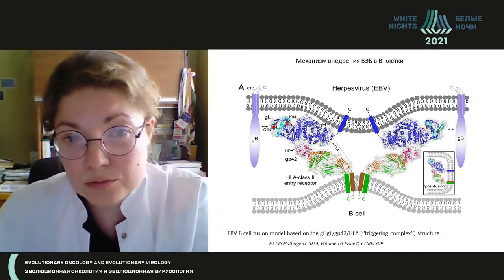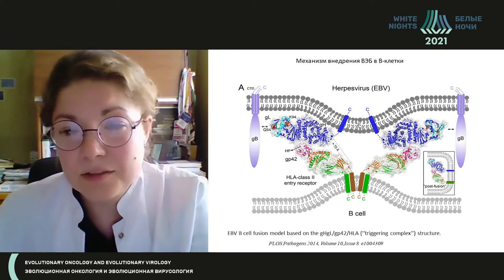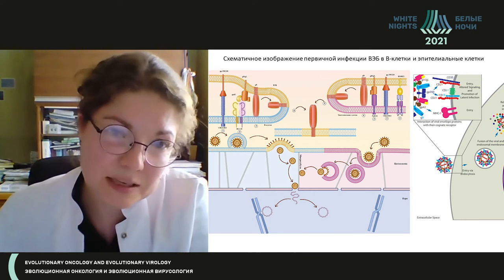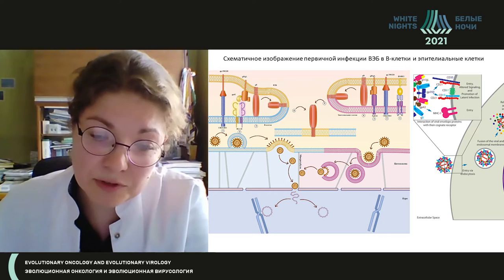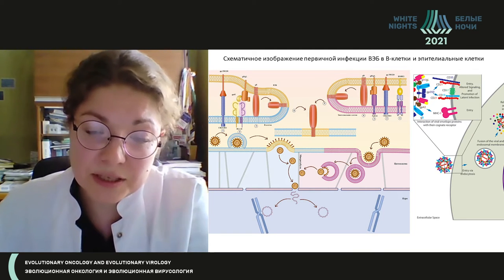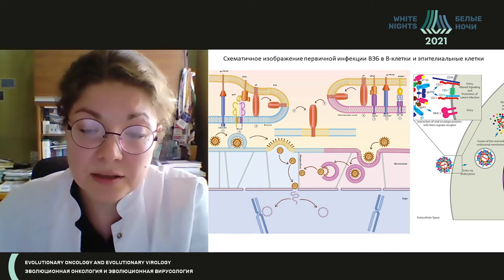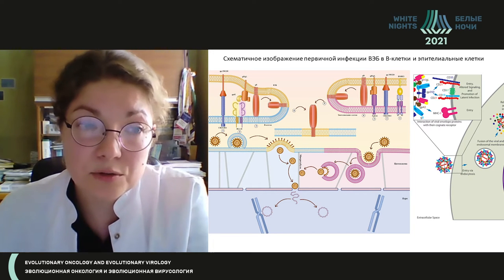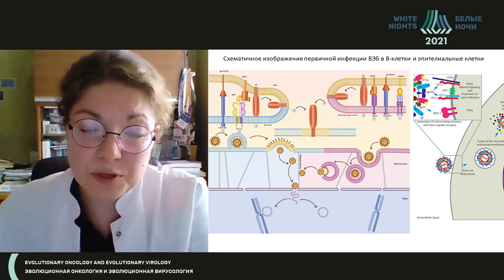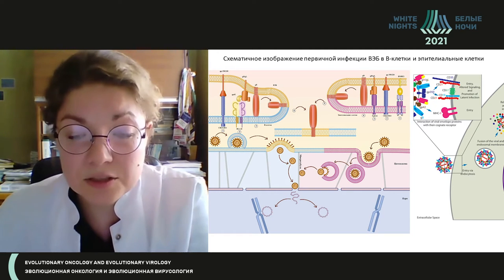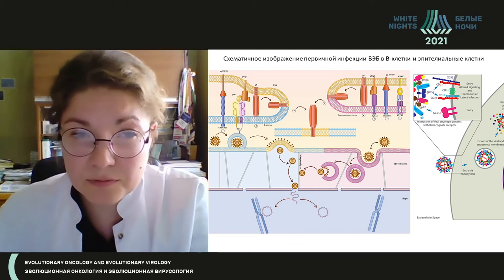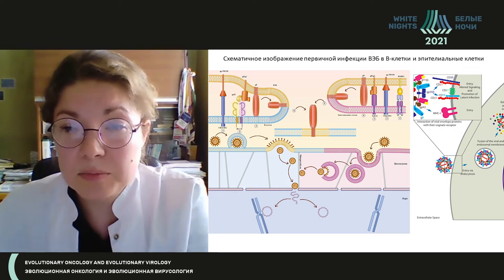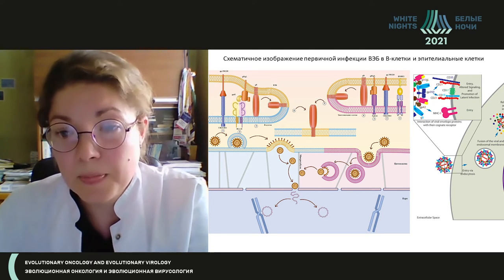And here we clearly know the mechanics of this process, structure, and participants. In this case, I present one of the models created by our colleagues. If we look schematically at this process, we can see the normal B cells are infected by EBV through receptor-mediated endocytosis, and after the interaction of glycoprotein 350 and CD21, viral and cell membranes fuse, and the viral capsid enters the cytoplasm. When epithelial cells are infected, which have on their surface this receptor CD21, the virus enters the cells through fusion of the viral membrane with the cell membrane.